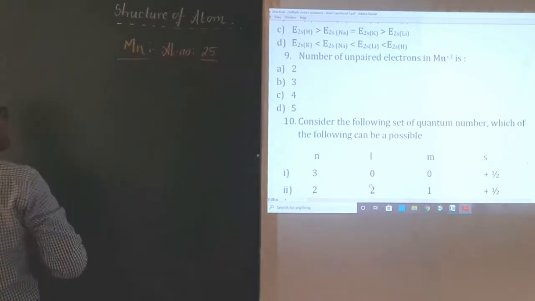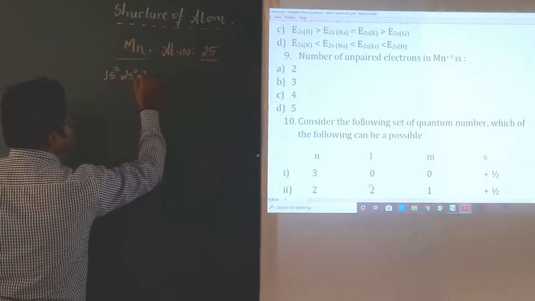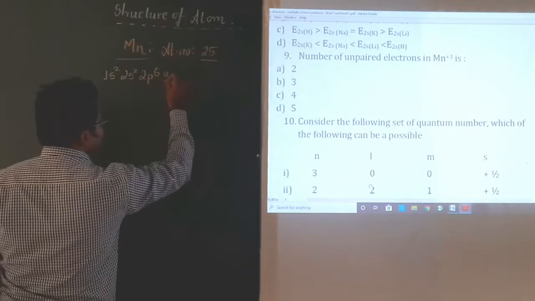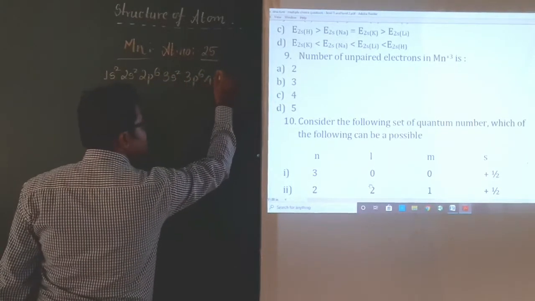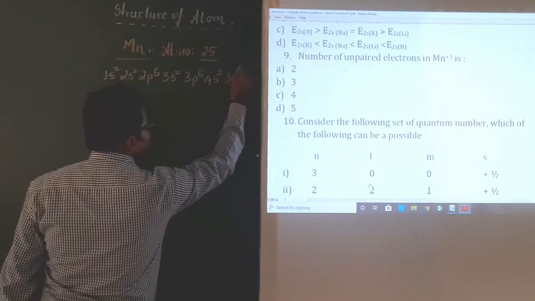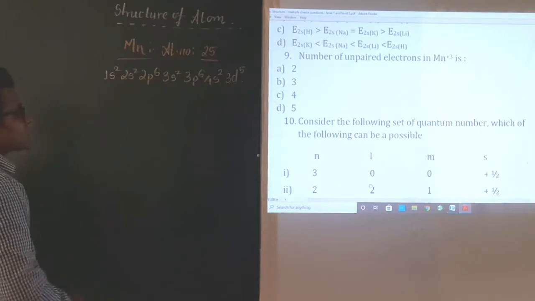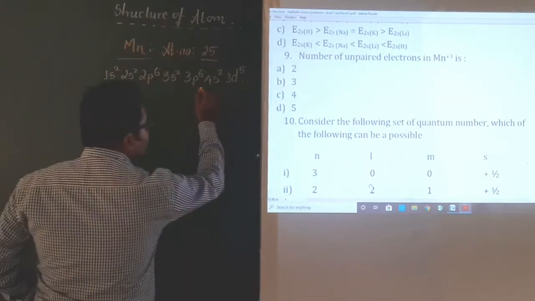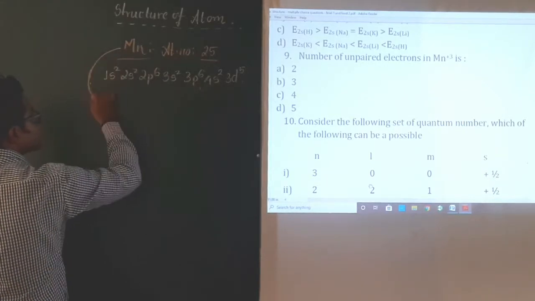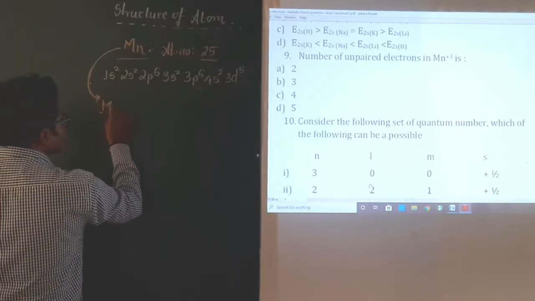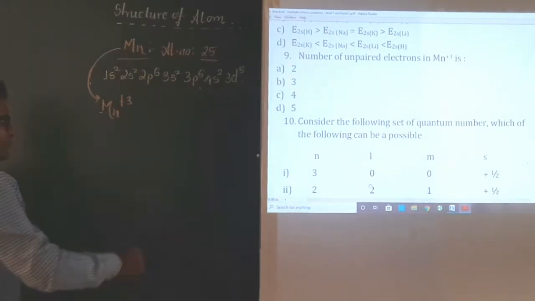Right? So, the electronic configuration will become 1s2, 2s2, 2p6, 3s2, 3p6, 4s2, 3d5. Alright. So therefore, this is the scenario here. Now, what we need to understand is we have to remove 3 electrons in this case. So therefore, we will come across Mn plus 3. Right? So 3 electrons we have to remove.